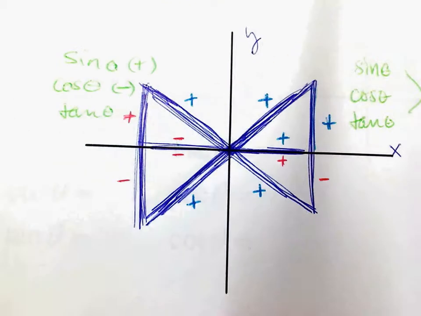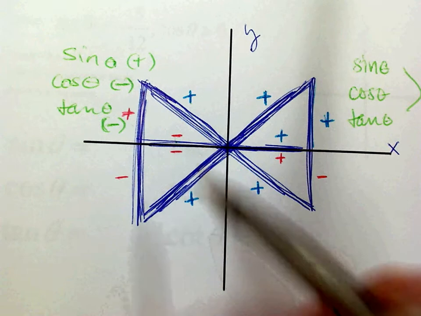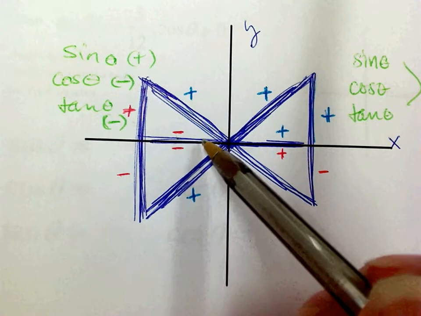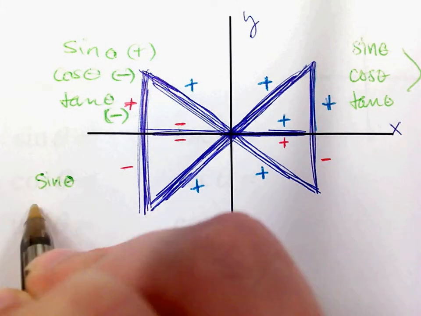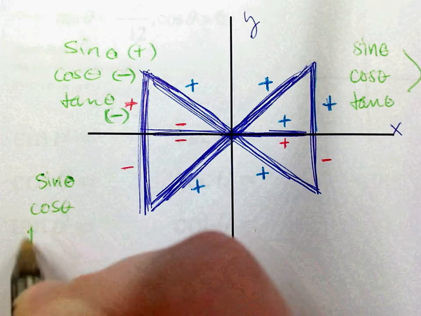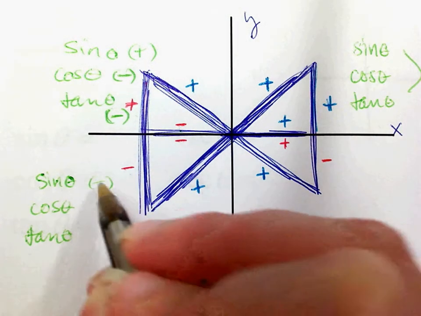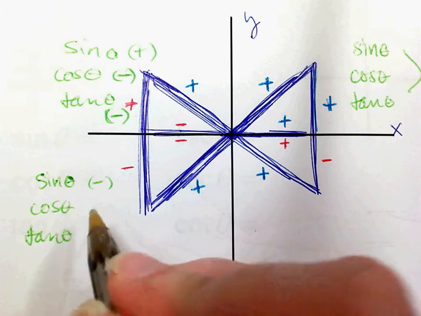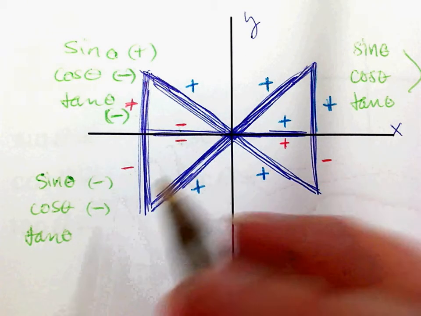And then what about tangent? Tangent is opposite over adjacent. Negative. Okay. What about over here? Okay. So sine is opposite over hypotenuse, which is negative. Cosine is adjacent over hypotenuse, which again is what? Negative. And then tangent's opposite over adjacent, which makes it positive.